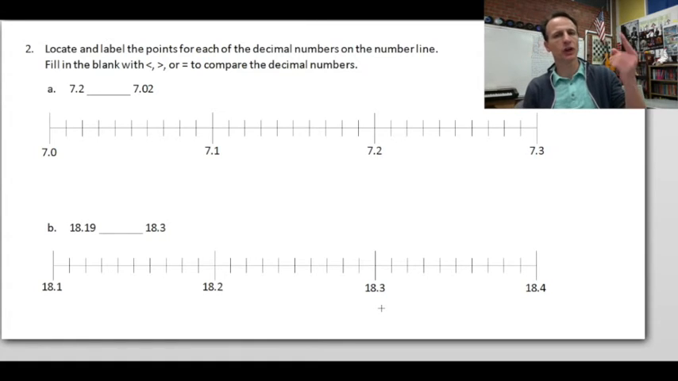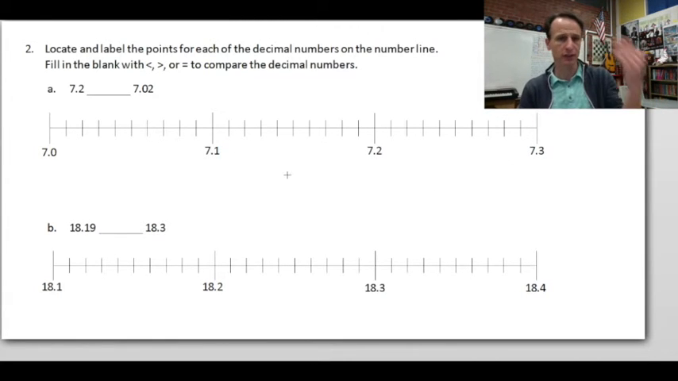In number 2, our instructions are to locate and label the points for each of the decimal numbers on the number line. Then we'll fill in the blank with less than, greater than, or equal to, to compare decimal numbers. So let's do that. 7 and 2 tenths. Now look at our number line. It goes from 7 to 7 and 3 tenths, making stops along the way for 7 and 1 tenth, 7 and 2 tenths. So 7 and 0 tenths, 7 and 1 tenth, 7 and 2 tenths, 7 and 3 tenths.